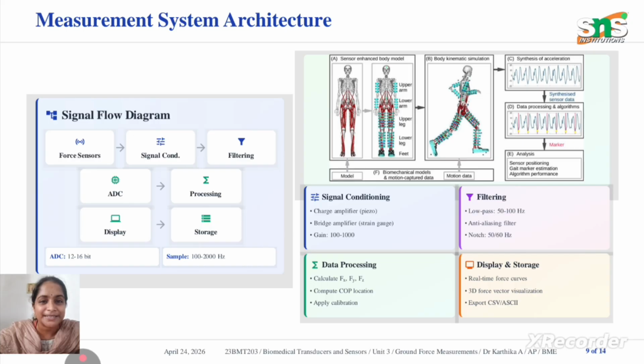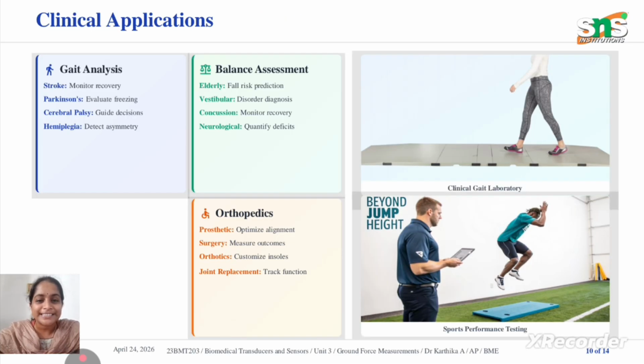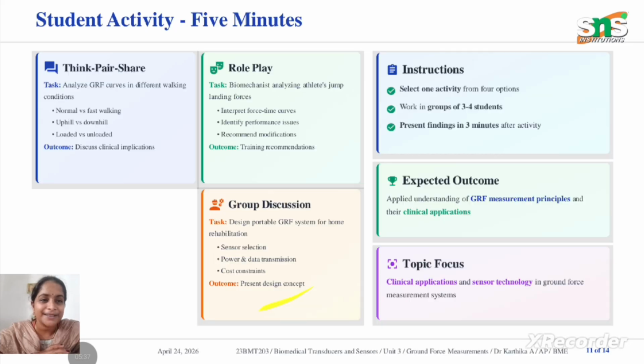This is the measurement system architecture. The signal flow involves force sensors, signal conditioning and filtering, then ADC to processing, and display and storage output. See the clinical applications of our system. The main ones are gait analysis, balance assessment and orthopedics.